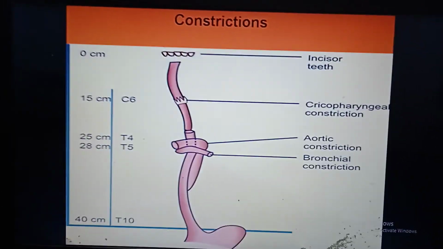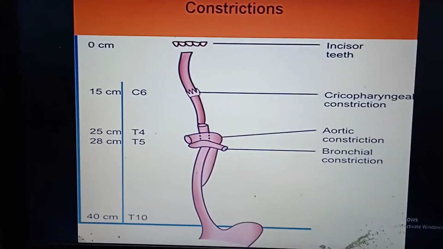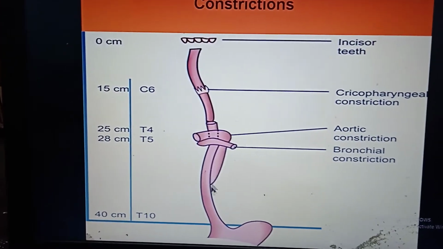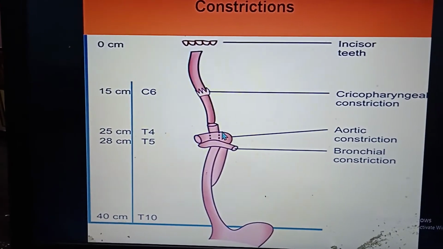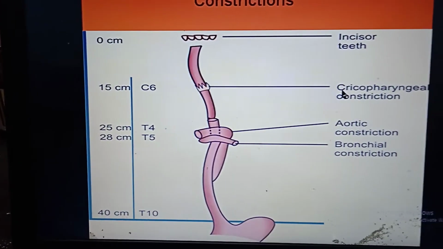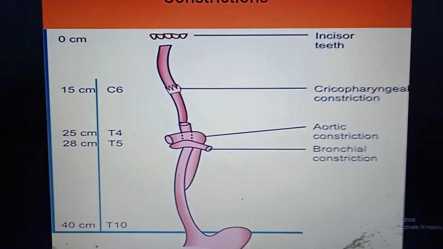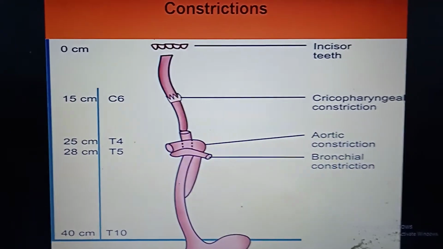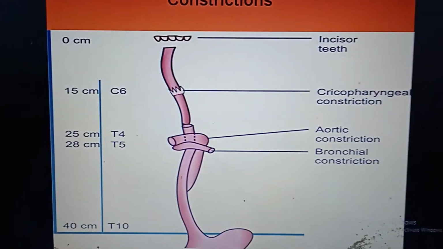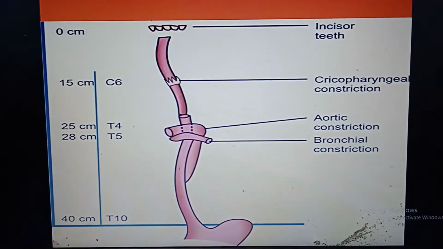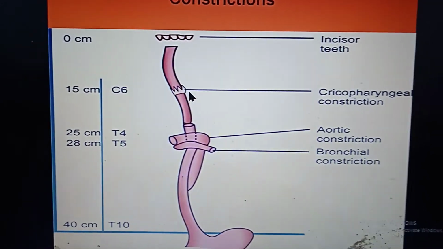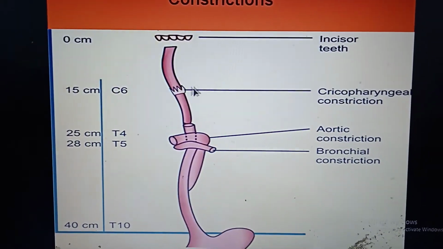Now coming to constriction. What we are seeing is the incisor teeth, and this is a long tube. It is constricted at four places. First, at the cricopharyngeal junction. In the pharynx, there are three circular muscles: superior constrictor, middle constrictor, and inferior constrictor. Inferior constrictor is made up of two parts, that is thyropharyngeus and cricopharyngeus. And the cricopharyngeus is the lowest one at the junction of cricopharynx, and this is oesophagus.